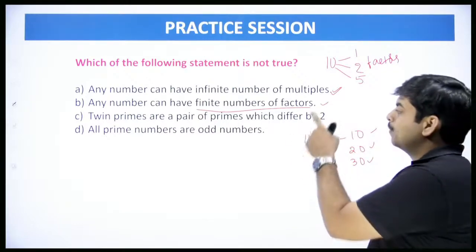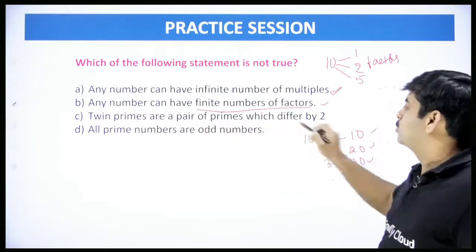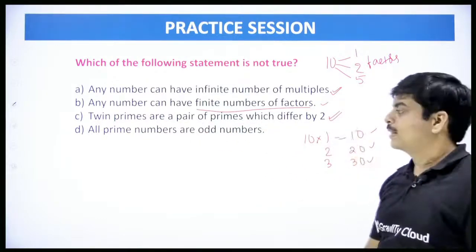Twin primes are a pair of primes which differ by 2. Correct. Twin primes are a pair of primes which differ by 2. It is correct. Last one.